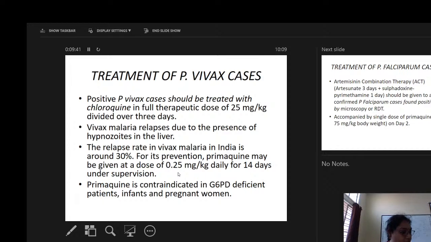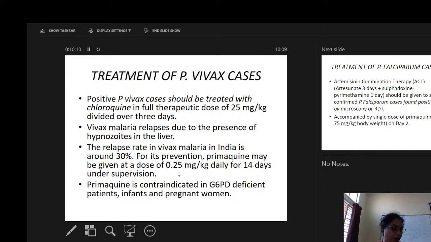Now, whoever is listening to me in the class, can you all tell me why Primaquine is contraindicated in G6PD deficient people? Medicine is very interesting. You try to just ask a question, why, then you get the answer, and then you apply it to all your subjects. You will remember it for a longer time.